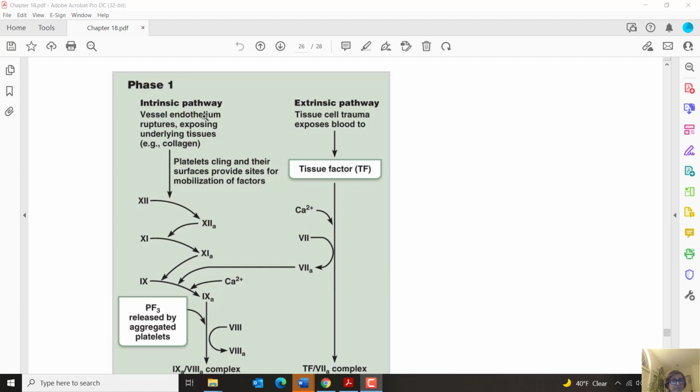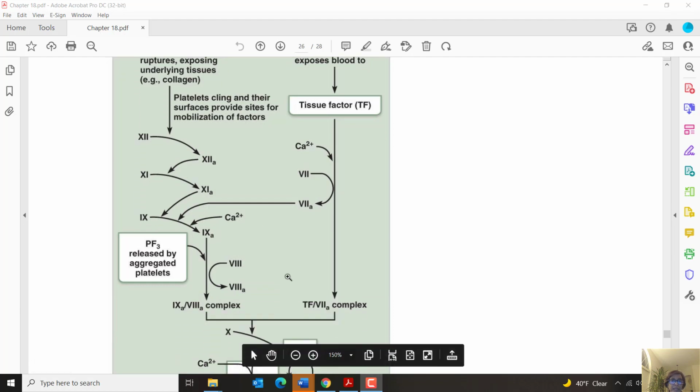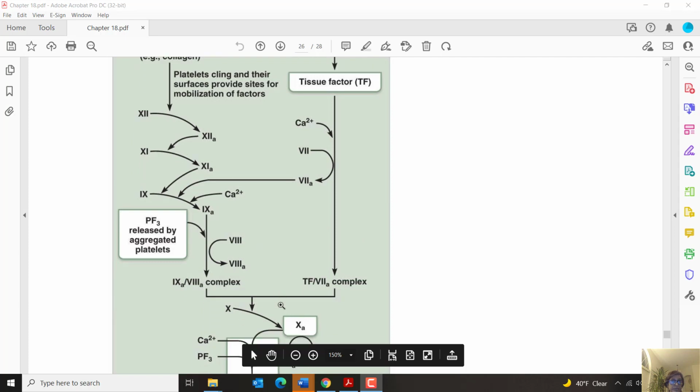So you have vessel endothelium rupturing, exposing the underlying tissues, right? So platelets will cling and then they will start mobilizing the factors, or activating the factors. So you have 12, which is converted to 12A, that converts 11 to 11A, that along with 7A and calcium is going to convert 9 to 9A. And after a point, then you have a common pathway.